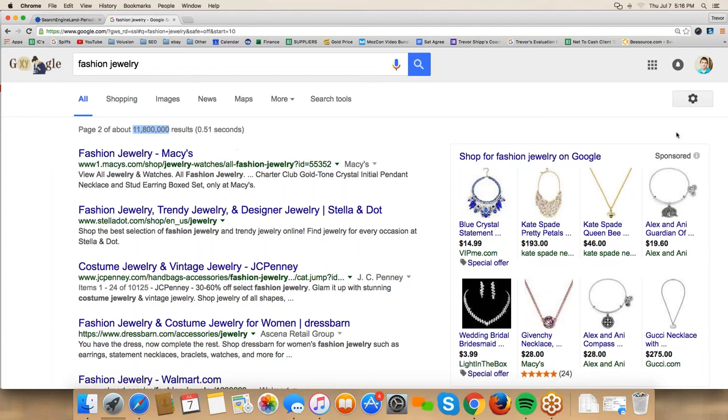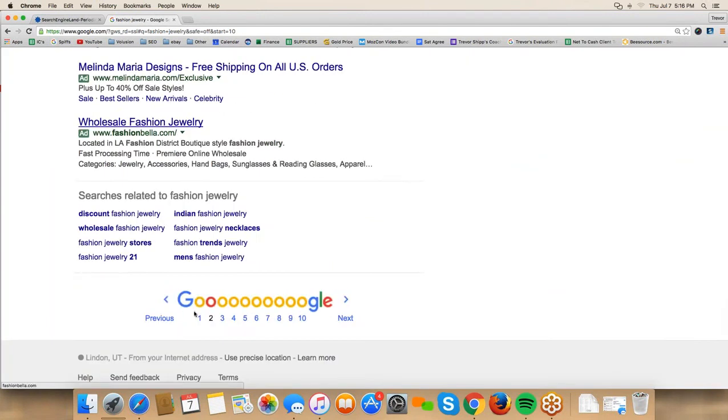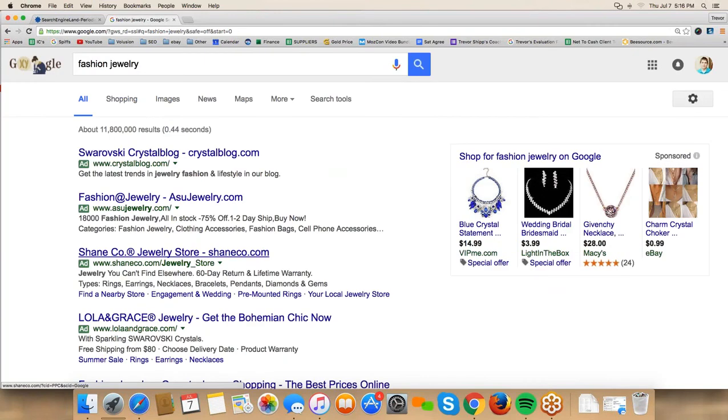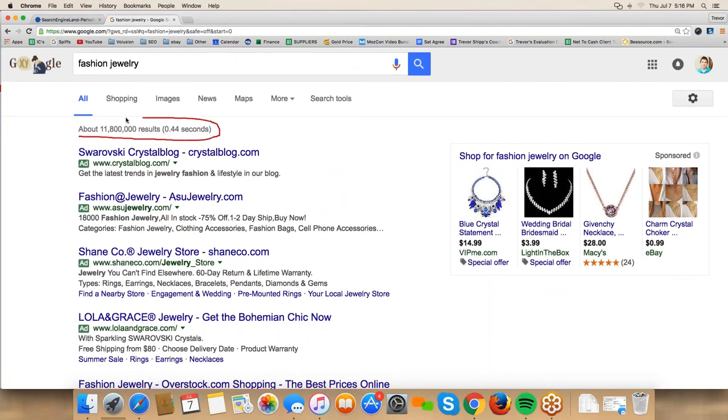Well, the question is then, if you want to end up on the first page of Google, how do you do it? What's the strategy? What's the recipe to get your site to show up? Because it seems incredible that you could get your site here, considering this fact right here, that for this keyword search there's 11.8 million results, okay?